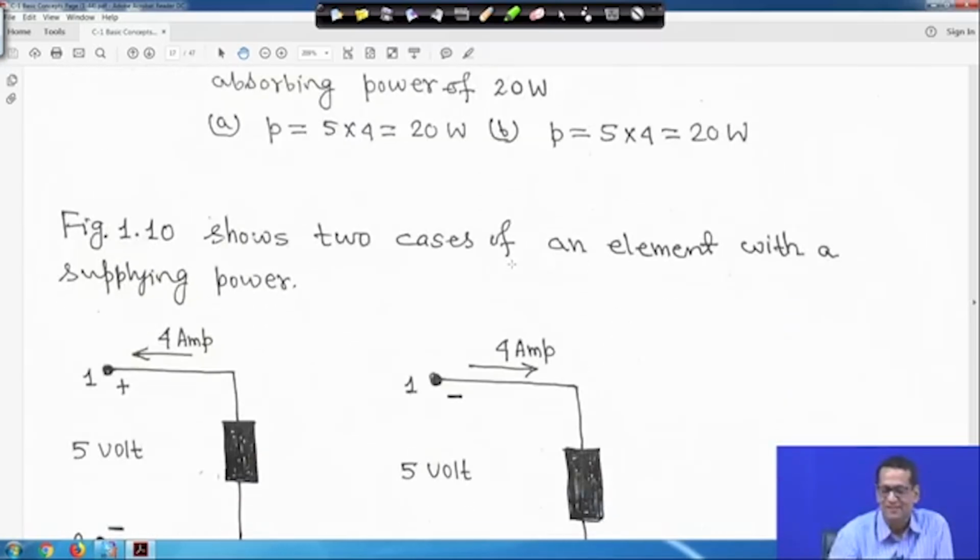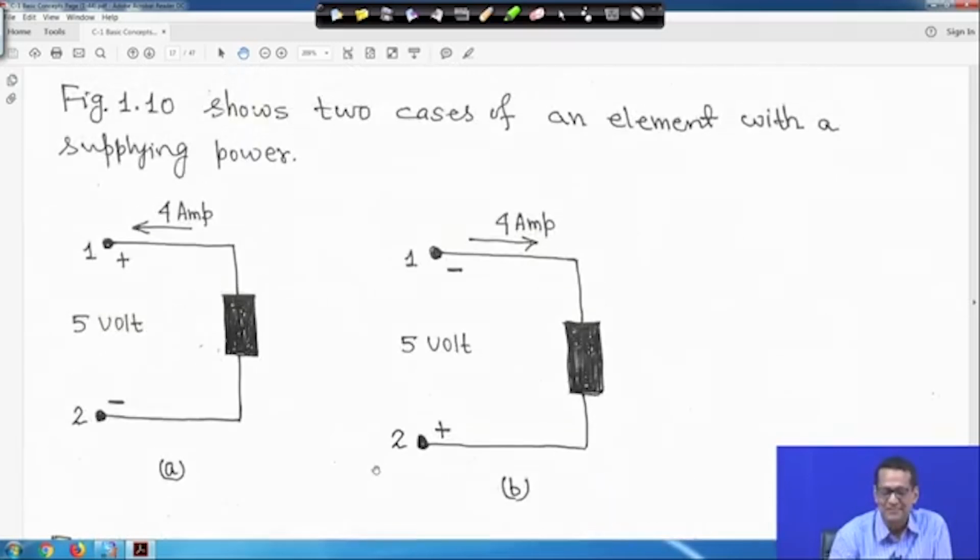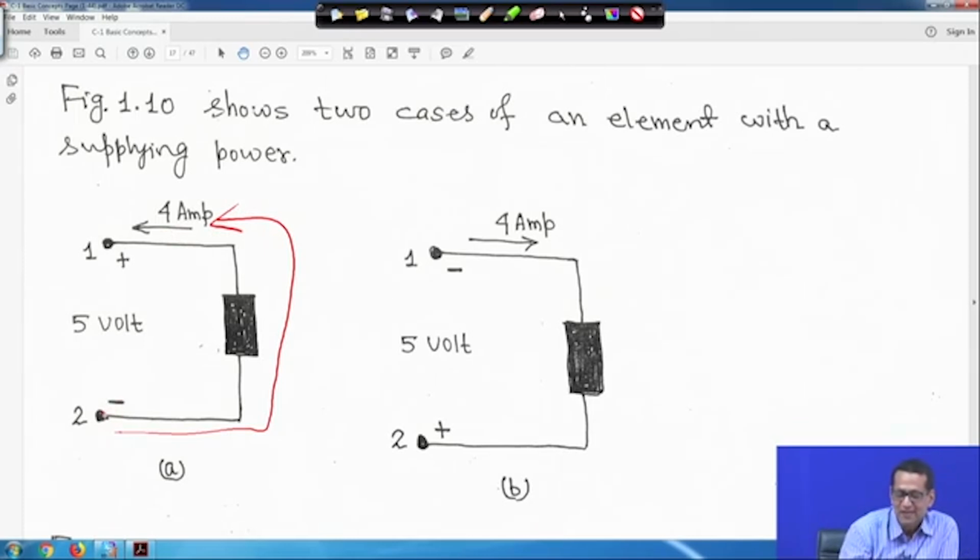Now if you look at this one, these are two cases of an element supplying power. In this case, current is actually entering the negative terminal. For this one, this is 4 ampere, so current is going like this, in this direction given here. So current is entering the negative terminal, so I should be taken as negative. So P is equal to minus 4 into 5, so minus 20 watt. That means this element is supplying the power.